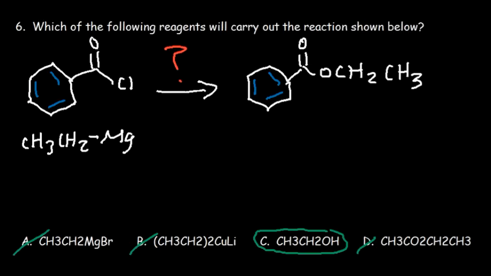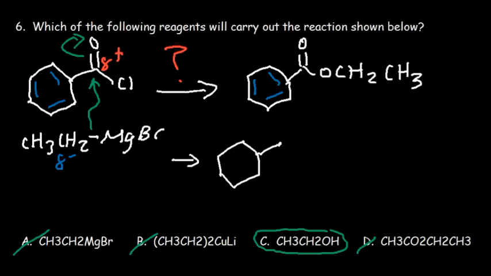The carbon that's attached to the magnesium is partially negative, and it's attracted to this partially positive carbon. And so we're going to create a new carbon-carbon bond. As it attacks the carbonyl carbon, the pi bond breaks, and we're going to have a tetrahedral intermediate.